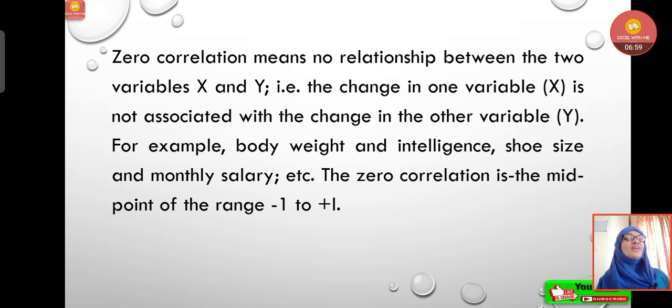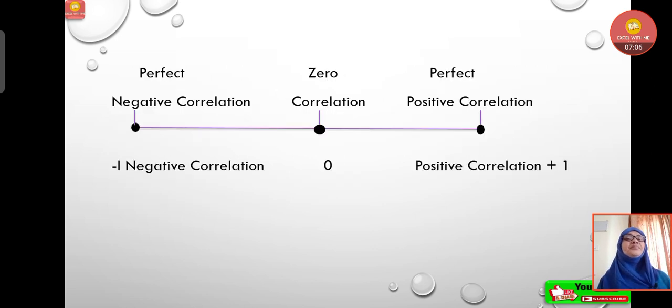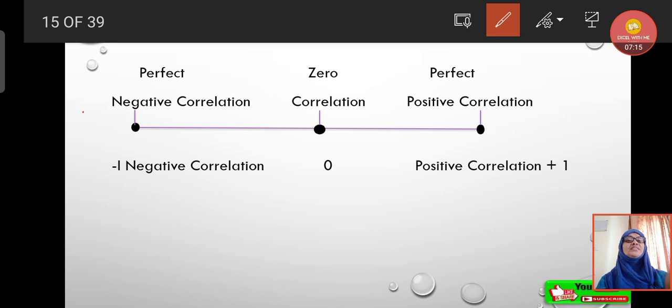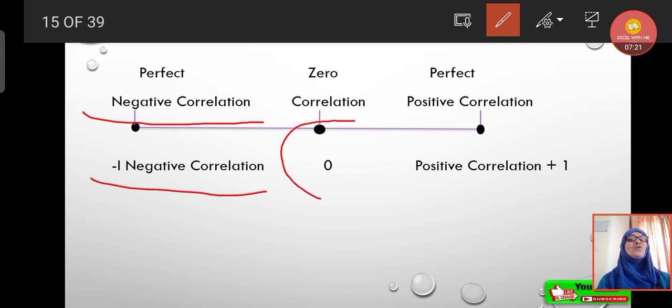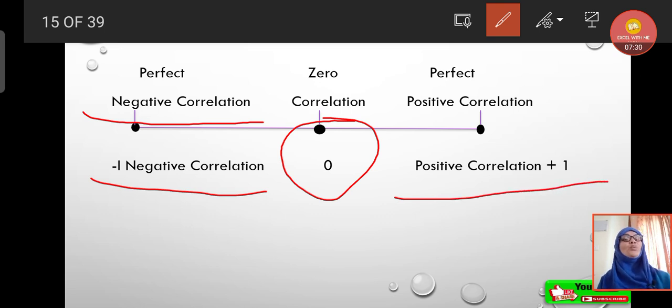Now the zero correlation is the midpoint of the range, that is -1 to +1. Here you can see the picture with the relationship. On the left side, this is perfect negative correlation, that is -1, and this is no relation in between, 0. Now this one on the right side, inclining, that is positive correlation, that is +1.